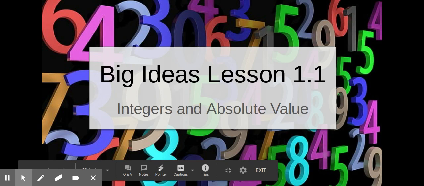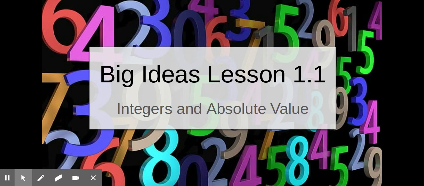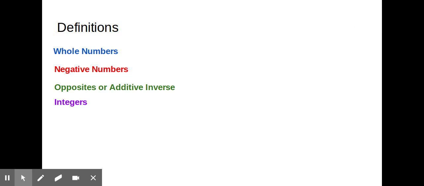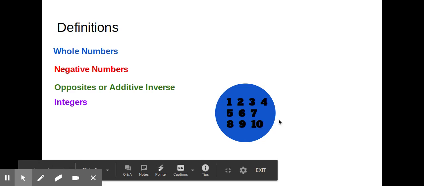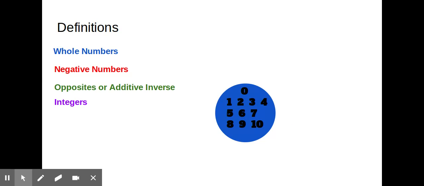Hello, today we'll be learning about integers and absolute value. So we're going to start off with some definitions that we'll need to know to be successful with this. We're going to go all the way back to preschool or maybe even kindergarten when you were learning about counting. You started off with the numbers 1, 2, 3, 4, 5, 6, 7, 8, 9, 10, etc. You might have even learned a little bit about the number 0, which is the lack of any quantity at all. All of these numbers are a set that's called whole numbers.